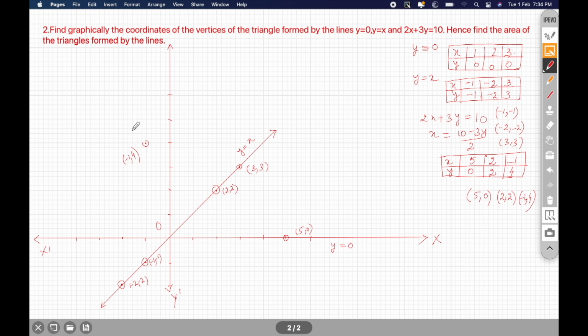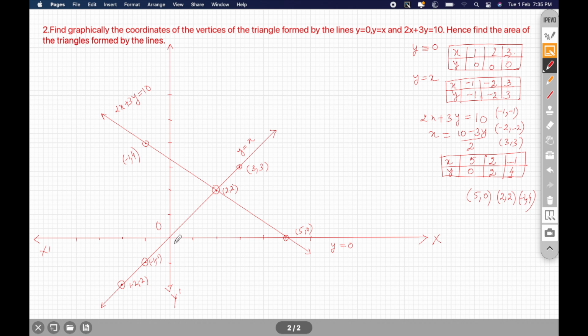Now let us join these 3 points with a ruler. So very carefully join the points and extend. So this is the graph of the equation 2x plus 3y equal to 10. Hence, find the area of the triangle formed by these lines. So which are the 3 lines here? You can see this x-axis and these 2 lines. The 2 lines have intersected at the point 2 comma 2.